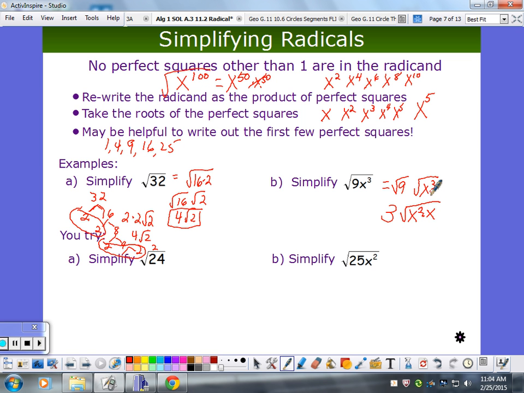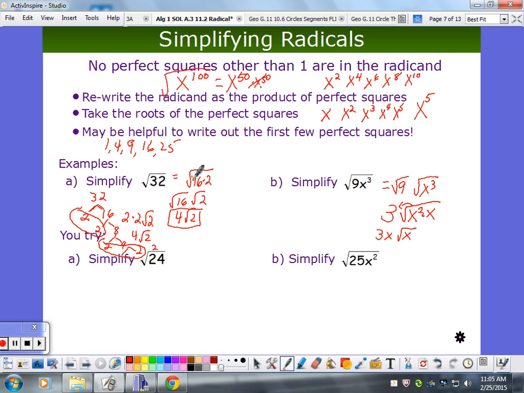Okay, so hang on. x cubed, is that the same as x squared times x? Yeah. Can I take the square root of x squared? Just like I took the square root of 16. What's the square root of x squared? x, it comes out. What's left inside? That one. Whoa! Okay. It's the same as this.